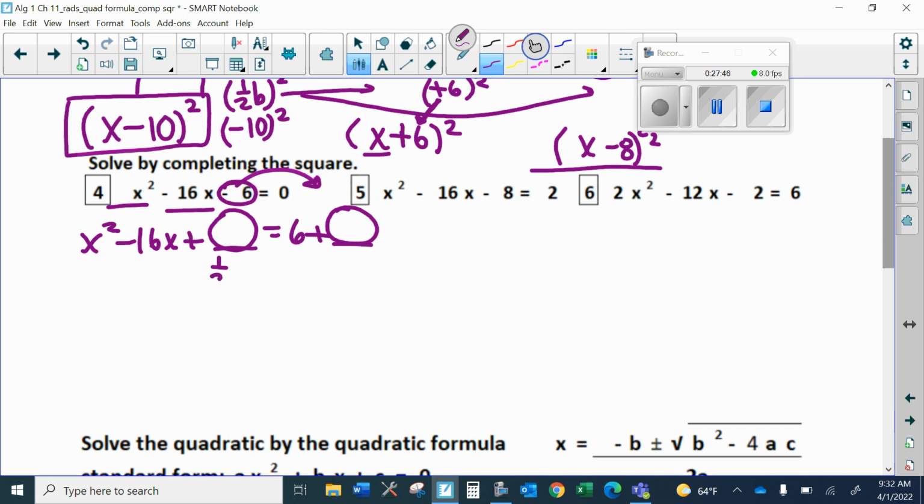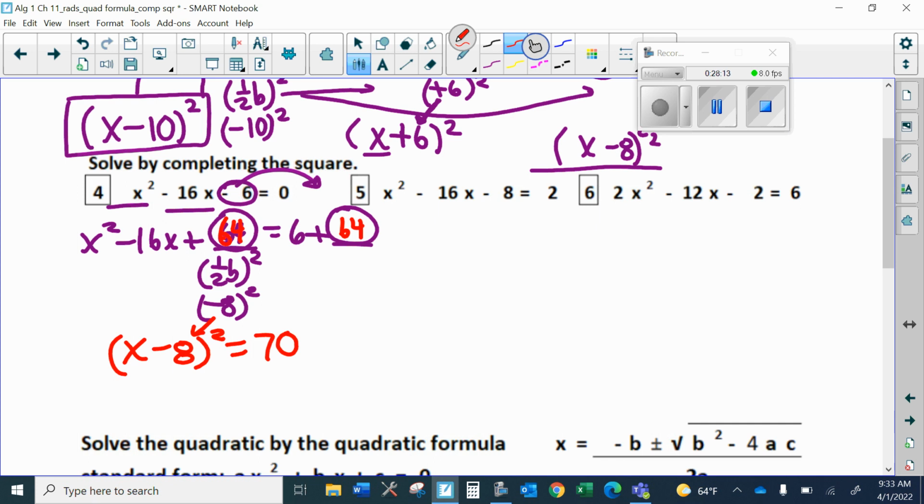It's 1/2 of b squared. So half of b is -8. Squared is 64. So I added 64 on the left side, so I must add 64 on the right side, so I don't change the equation. And now I go ahead and factor that. Remember I told you, if you wrote that down, you already know what it is. X minus 8 squared equals 64 plus 6 is 70.